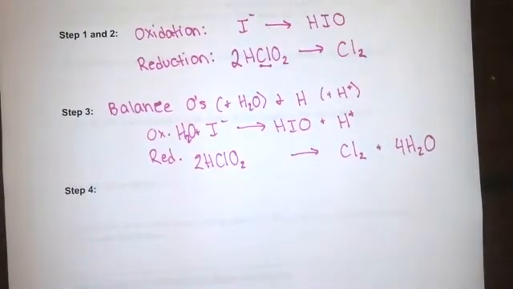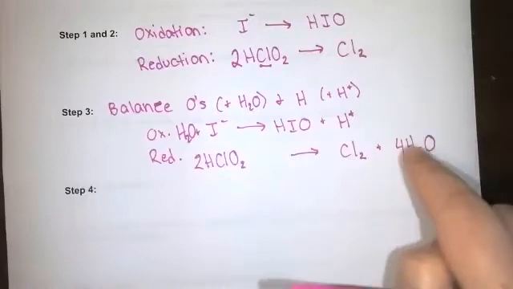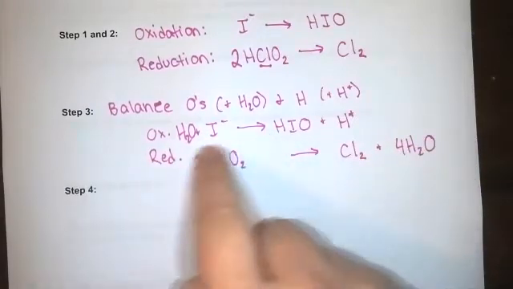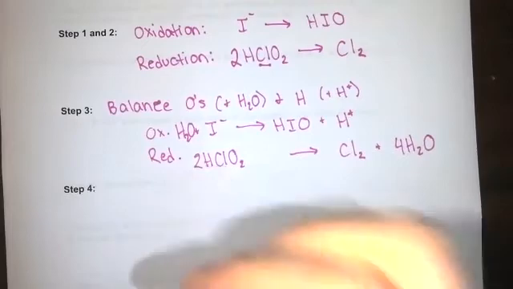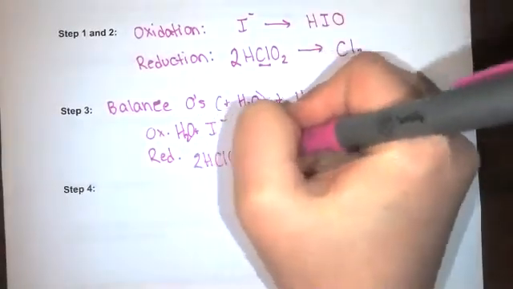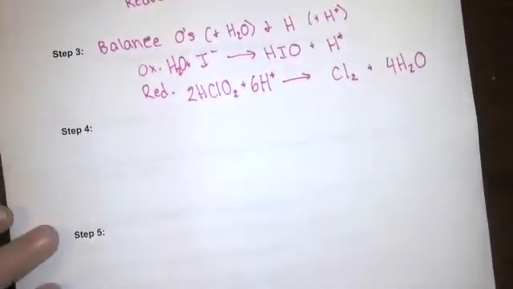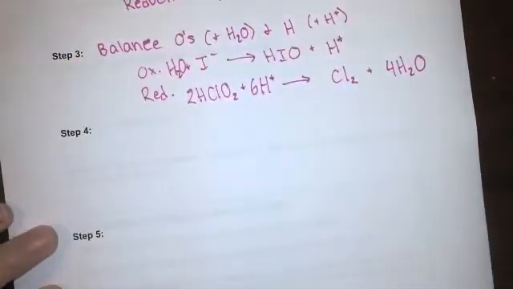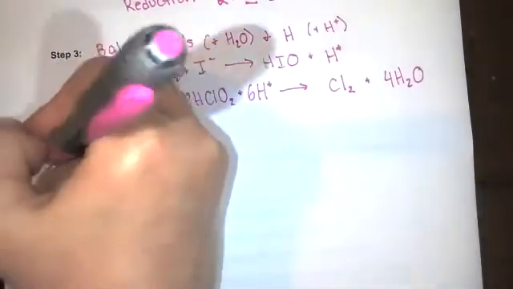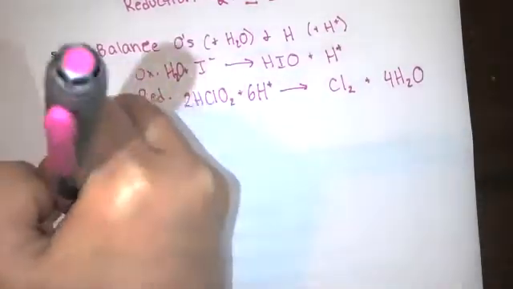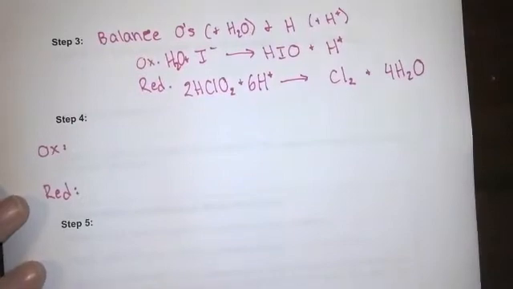Well, now let's balance my hydrogens. I have a total of 8 hydrogens on this side. I need 8 hydrogens on this side. But I already have 2. So I'm going to add 6 more, and it has to be added in the form of a hydrogen ion. All right, now I have these balanced. So my step 4 is balance the charge. So I'm going to rewrite these. Now, keep in mind, you won't need to rewrite them over and over and over again like I have. I'm just really wanting to show you these steps.